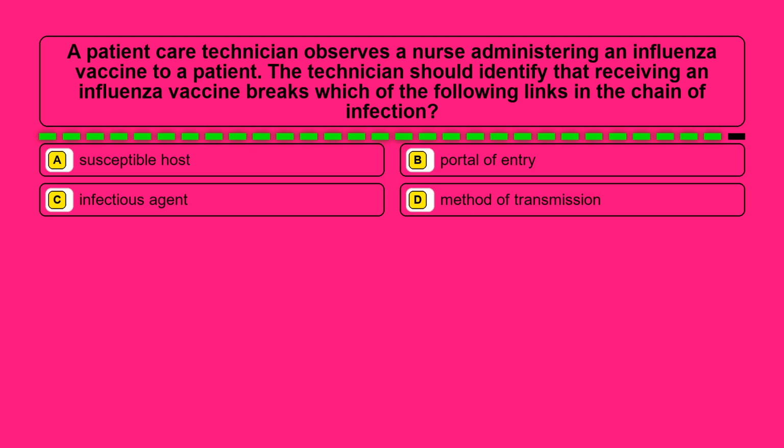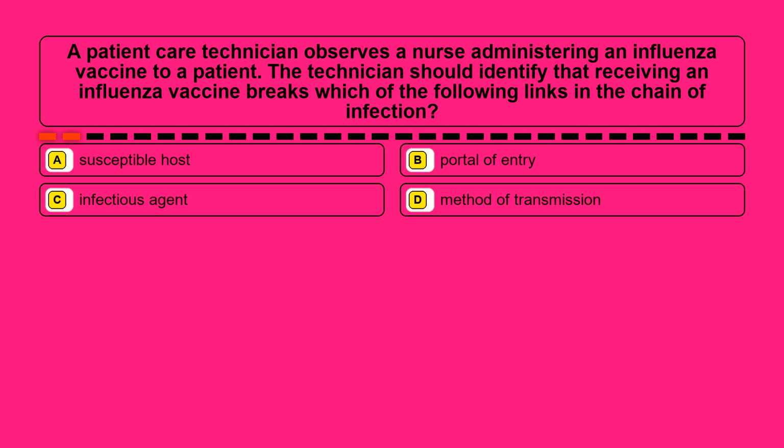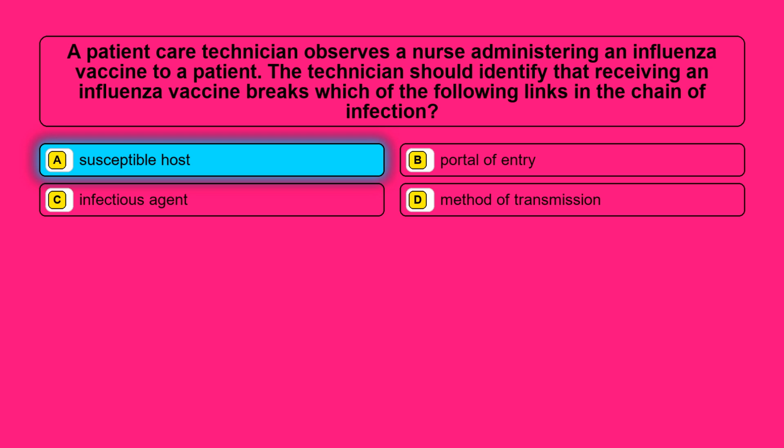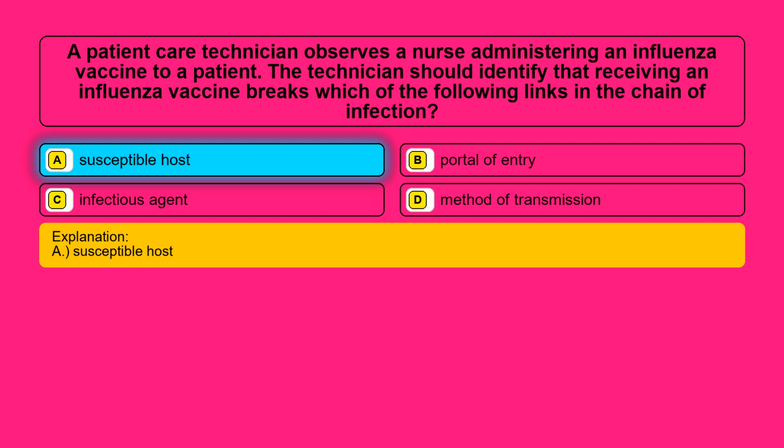Question 29. A patient care technician observes a nurse administering an influenza vaccine to a patient. The technician should identify that receiving an influenza vaccine breaks which of the following links in the chain of infection? Option A, susceptible host. Option B, portal of entry. Option C, infectious agent. Option D, method of transmission. The correct answer is option A, susceptible host.